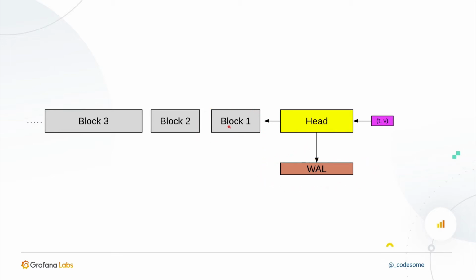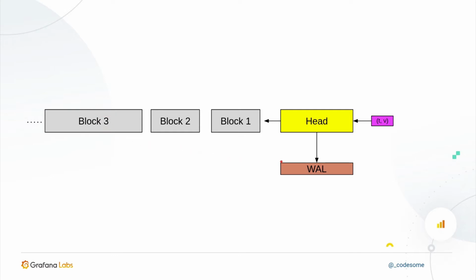And there are blocks, which are persistent blocks on the disk. These are just data flushed from the head block onto the disk. In this diagram the time goes from left to right, so the block on the left side is the oldest block. This one looks bigger because it's formed by merging two or more blocks.